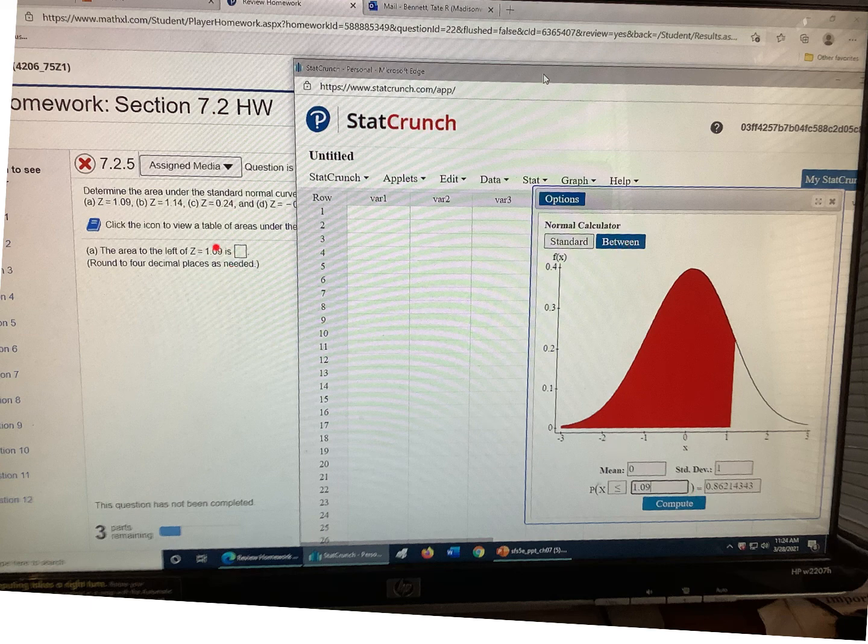So I'd recommend watching the videos on StatCrunch and using StatCrunch. You can do it by hand. If you look at the help, that's the way they're going to tell you. But StatCrunch is typically easier than the calculator even.